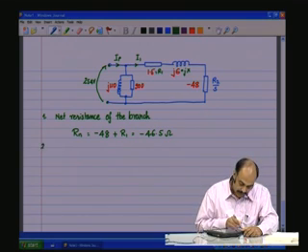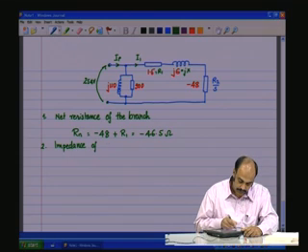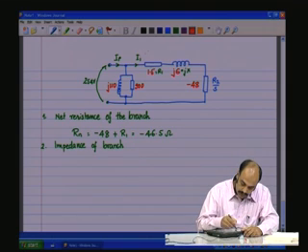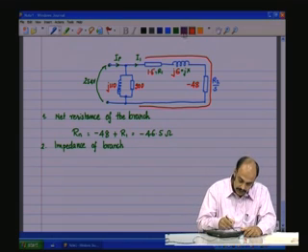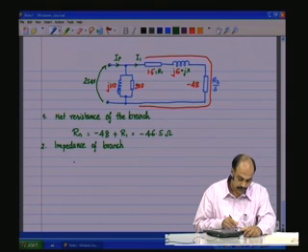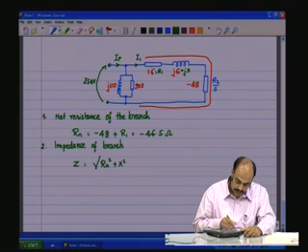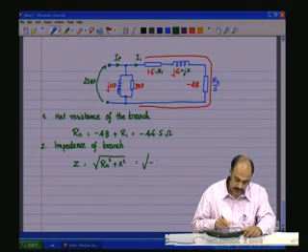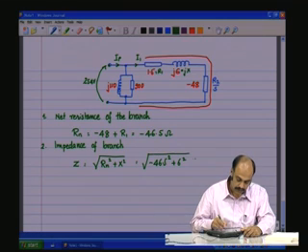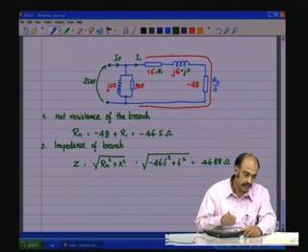Okay, the impedance of the branch, that is, we are talking of this portion, and that is given by Z, which is equal to square root of Rn square plus X square, and that is equal to square root of minus 46.5 square plus 6 square, and that will be equal to 46.88 ohms, the impedance of the branch.